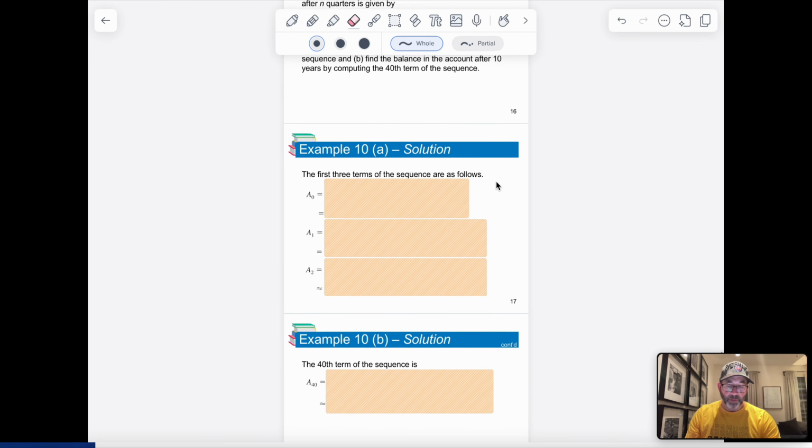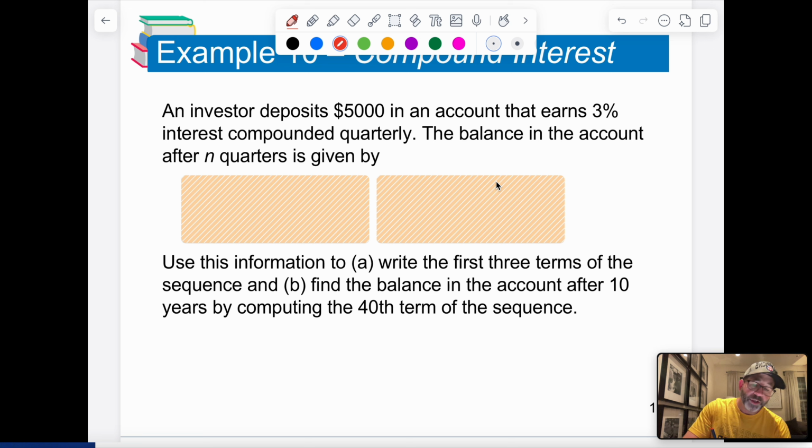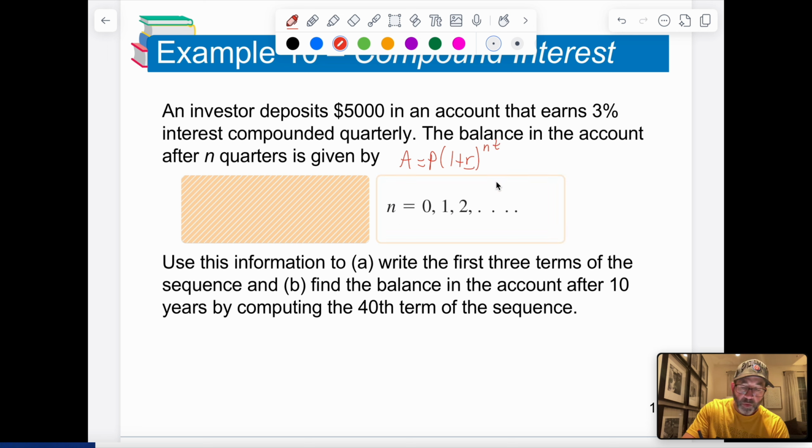All right, a couple more problems to work through here. Compound interest, nothing new for you guys. If an investor deposits $5,000 into an account that earns 3% interest compounded quarterly, the balance in the account after n quarters is given by, we should know this formula. It's A equals P times (1 plus r) raised to the n. And we modify it by saying n times t, and we divide r by n, representing the number of times that we're earning the interest, right? So we say divided by n.